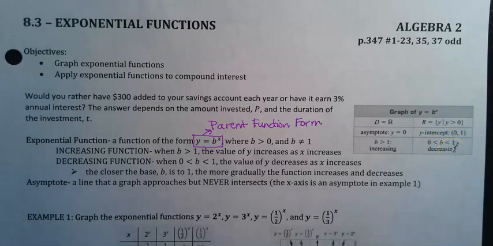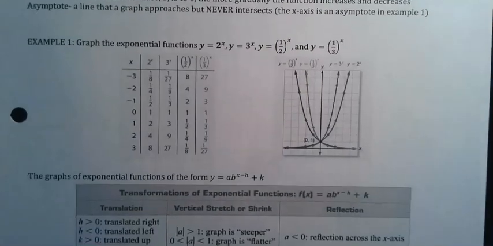So an asymptote is a line that a graph approaches but never intersects. In our first example, the x-axis is the asymptote. So the graph is going to get close to it, but it's never actually going to cross it in an exponential function. Okay, so let's actually look at some of these because it's entirely new.